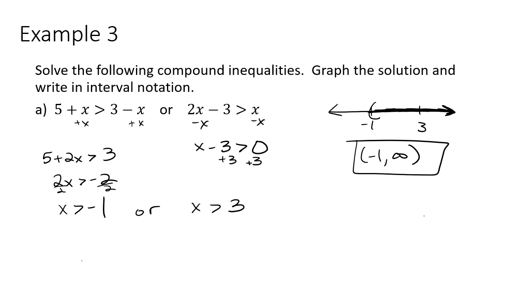By the way, if you had changed this to an and inequality, what would the solution have been in that case? Instead of negative 1 to infinity, the overlap would have been from 3 to infinity, really illustrating the point that you have to treat and or compound inequalities differently. The solutions are not the same.